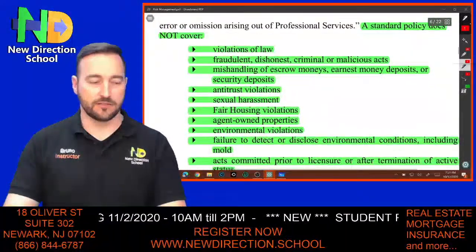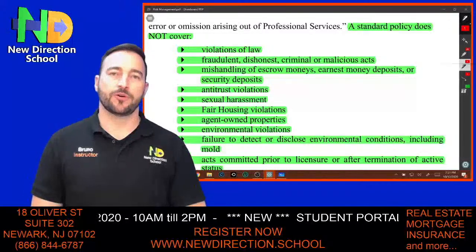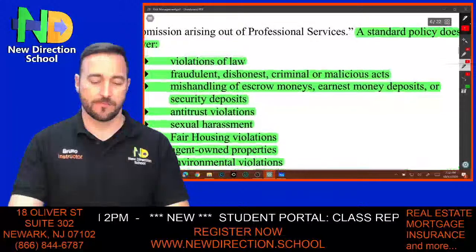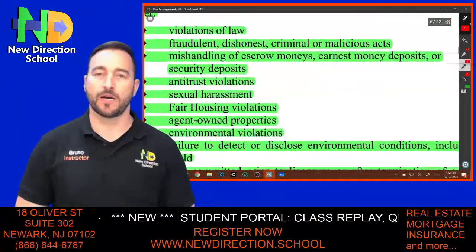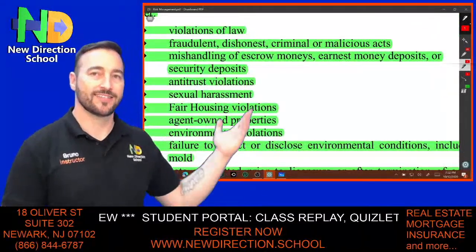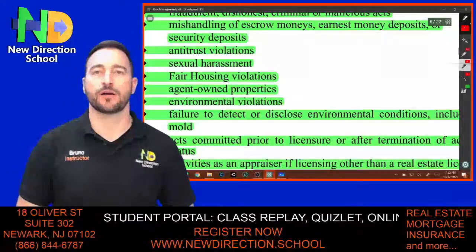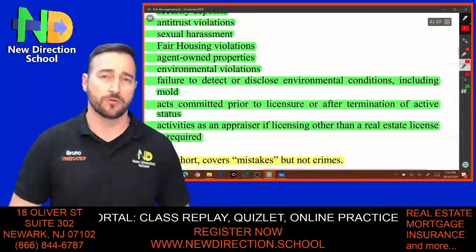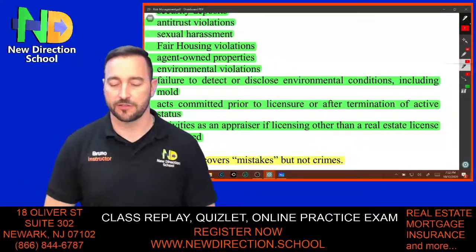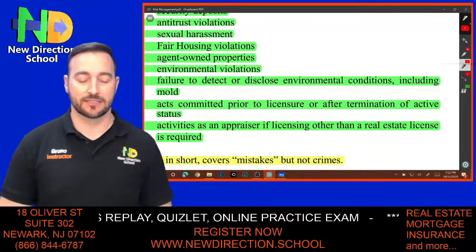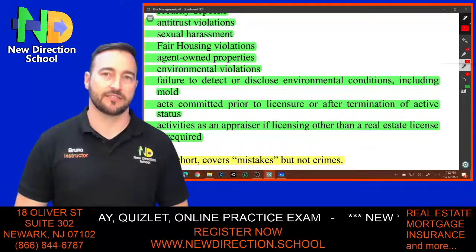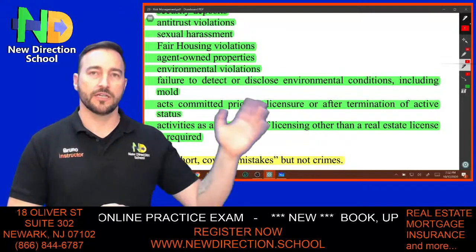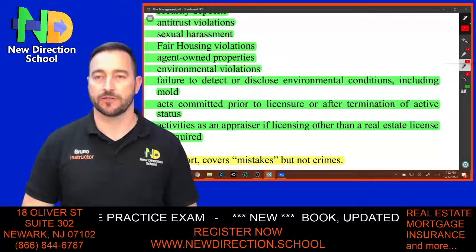What a standard policy, look, now it's in green. As I keep on saying, what a standard policy does not cover is, for instance, fraud, violation of the law, mishandling of escrow monies, antitrust violations, sexual harassment, fair housing violations, agent-owned properties, right? Environmental violations, failure to detect or disclose environmental conditions, including mold, acts committed prior to licensure or after termination of active status, and activities that require a license other than a real estate license. All of these are not covered by the insurance.